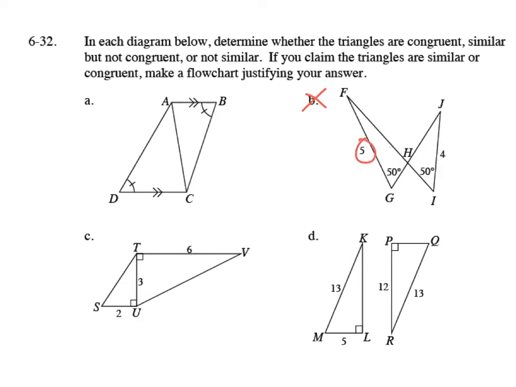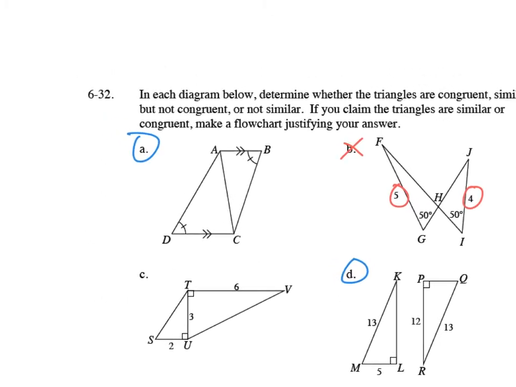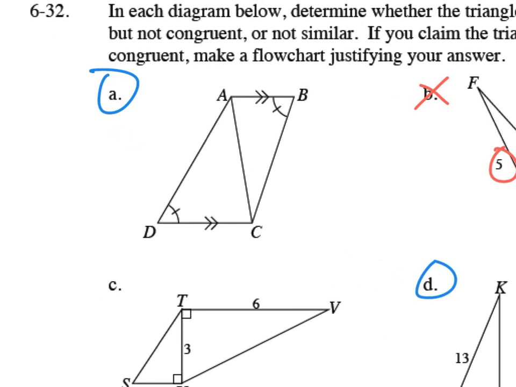Hopefully you can recognize that 5 and 4 aren't the same, therefore those side lengths aren't the same and they're not congruent. What we're going to look at is letter A and letter D. I'm going to start with letter A here. Hopefully you can recognize again these symbols, which mean parallel.